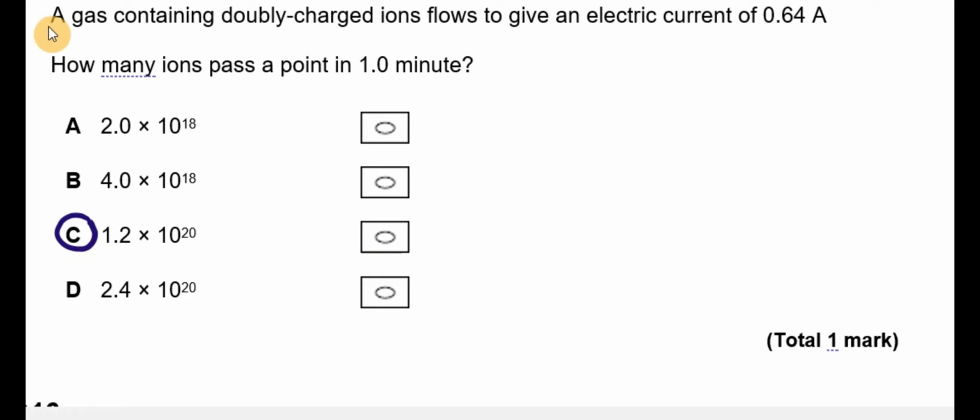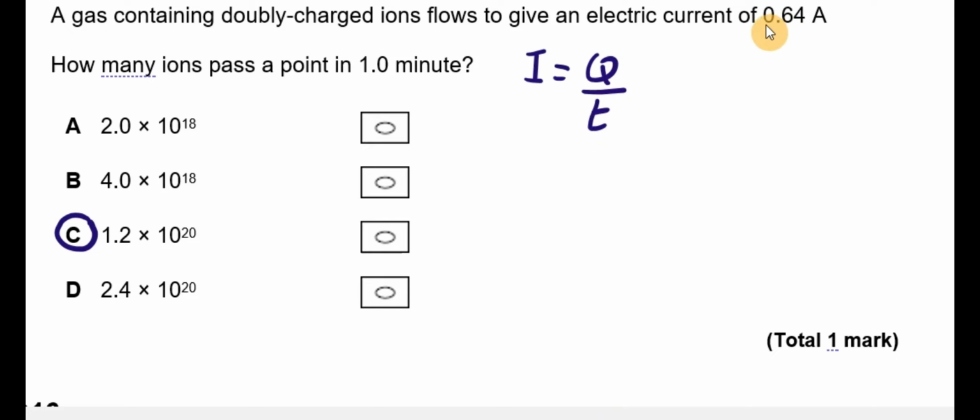So, a gas containing a doubly charged ion flows to give an electric current of 0.64 amps. How many ions pass a point in 1 minute? A good starting point for a question like this, I often think, is what equation is going to be relevant. And the equation I think is going to be relevant is current is equal to charge over time.